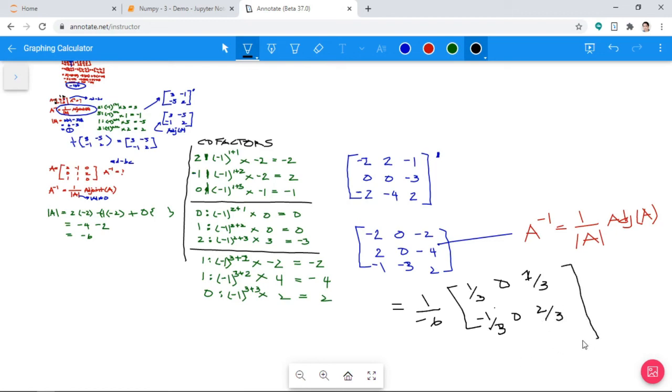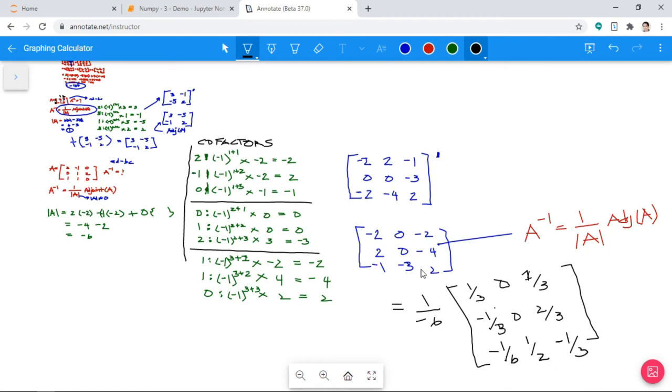Next, let me erase this one and fix this. So 1 over 6, negative 1. So we will have a negative 1 over 6. Then negative 1 over 6 times negative 3, we have 1/2. Then negative 1 over 6 times 2, we have negative 1/3.